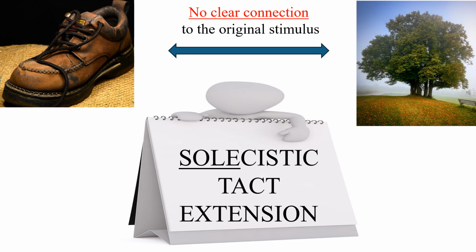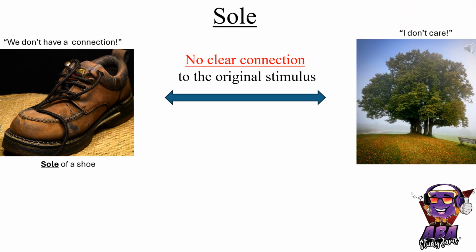Solecistic extension may occur when the property that acquires control has no clear connection to the defining properties. For example, there appears to be no connection between tacting the nonverbal stimulus shoe as a tree, although these types of solecistic extensions can take place. The sole of the shoe is telling the tree, I'm glad that we have nothing in common because you are very shady.